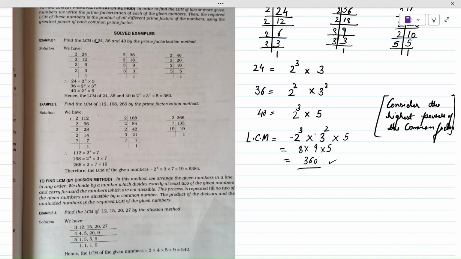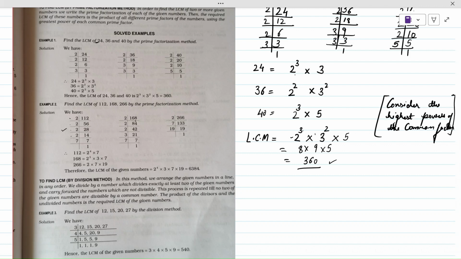How many 2's are there? 1, 2, 3, 4. So we will write 2 raised to the power 4 multiplied by 7. See, the same thing has been written here. 2 raised to the power 4 multiplied by 7. These are the prime factors of 112.